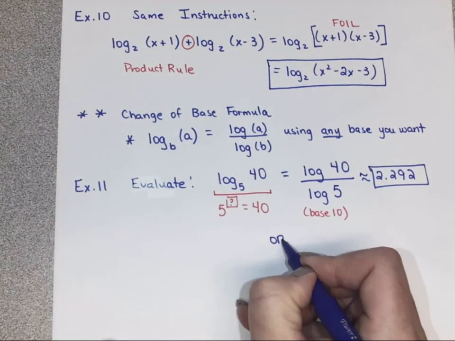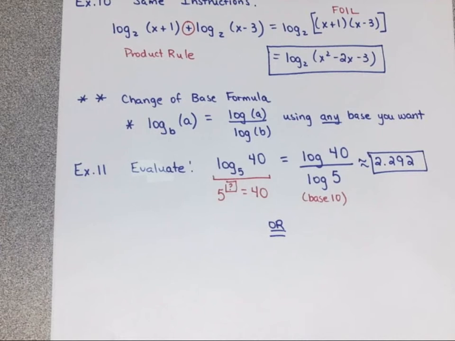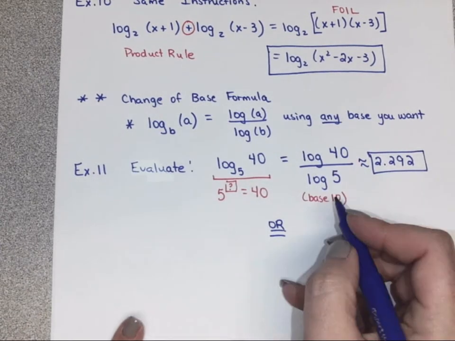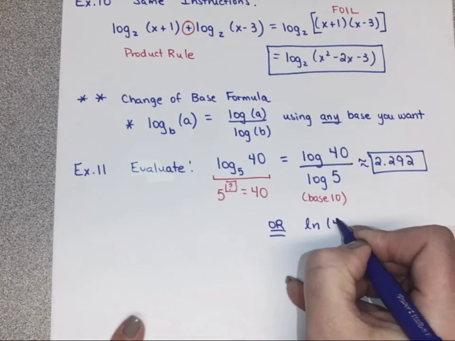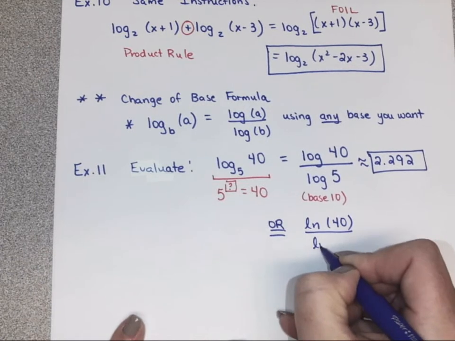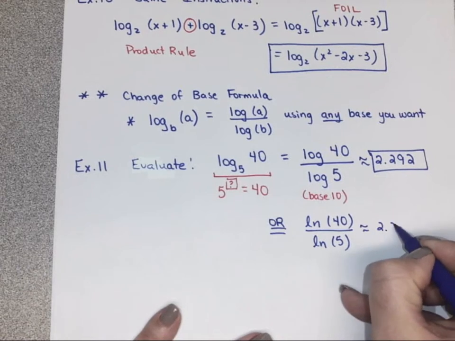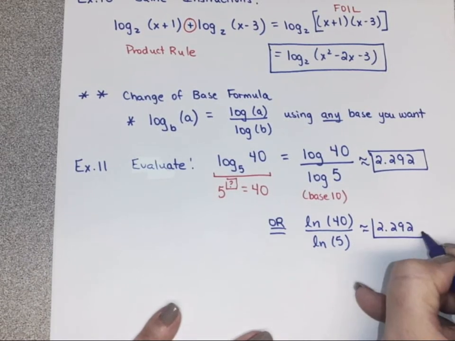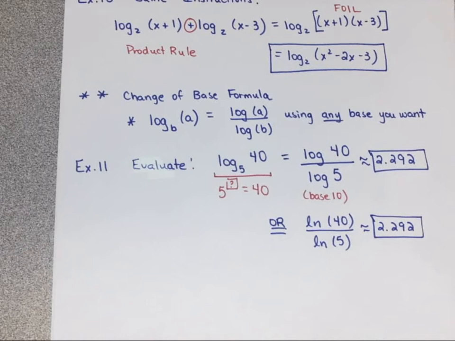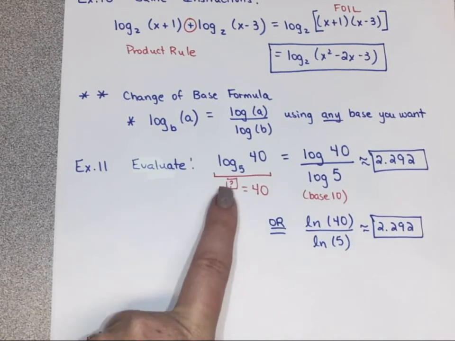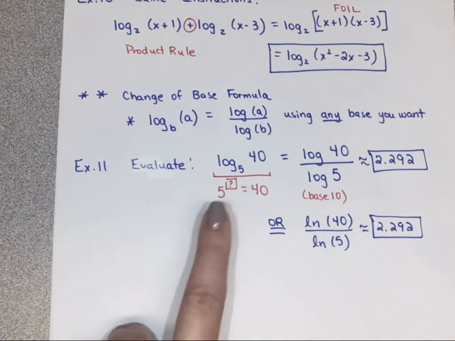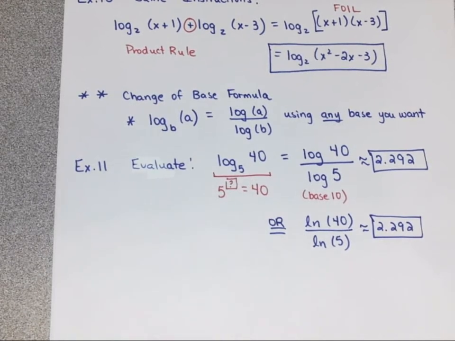Just so you know, we also could have used ln if we wanted, okay? Because remember, this works with any base. So you could have also said the natural log of 40 over the natural log of 5. And just so you know, you'd get the exact same answer. So the change of base formula is helpful because it changes it from a base that is not so good, which is 5, right? We don't have a calculator for that. And it lets us change it into something we have a calculator button for, okay?